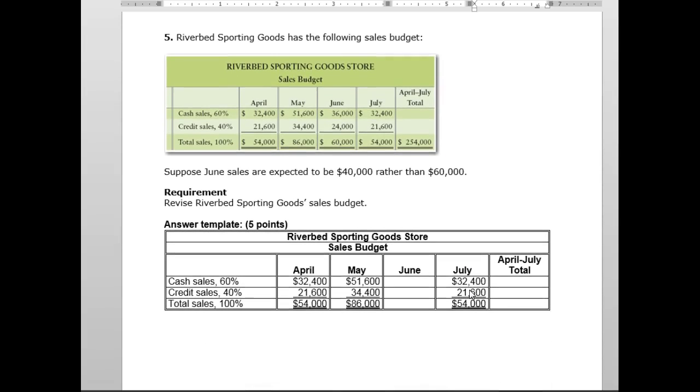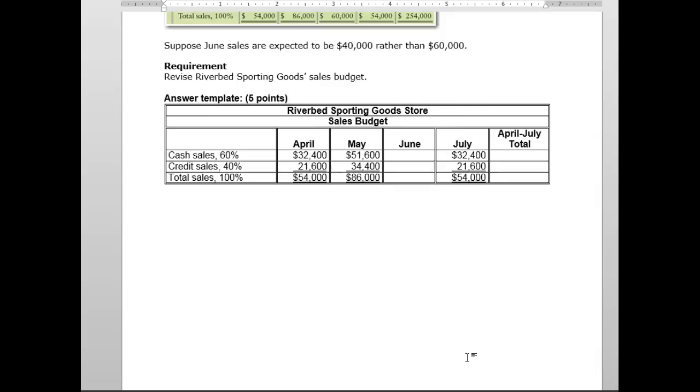Number 5, let's see. This is very easy to do. You're just going to take your 40,000 here. You're going to take your percentages, and it's going to change June, obviously. But remember, it's also going to change the April through June total, so you'll have to add that up and recalculate that.